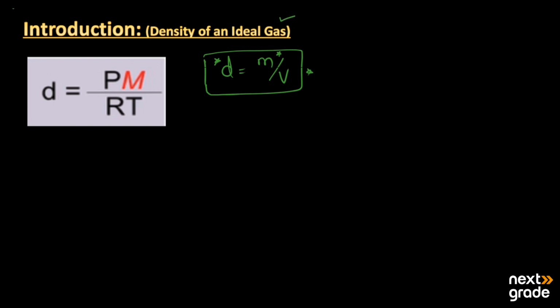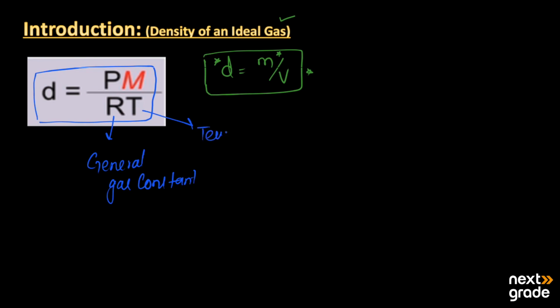For this purpose, we have to derive this equation, which is D is equal to PM over RT, where R is the general gas constant and T is temperature, P is the pressure, and M is the molar mass, and D is the density. Now, how can we derive this equation?